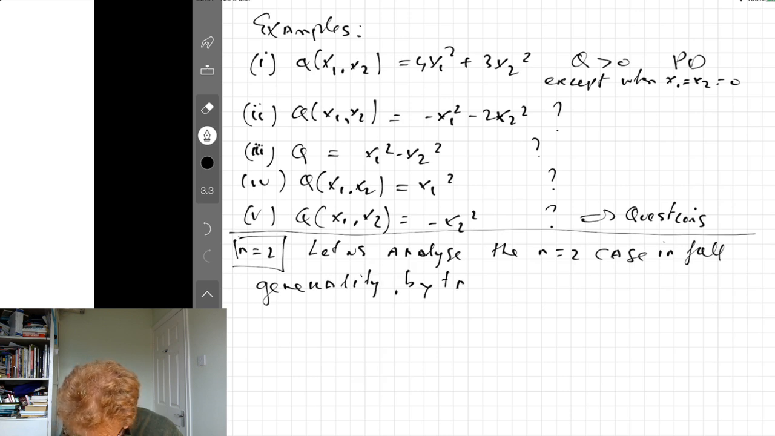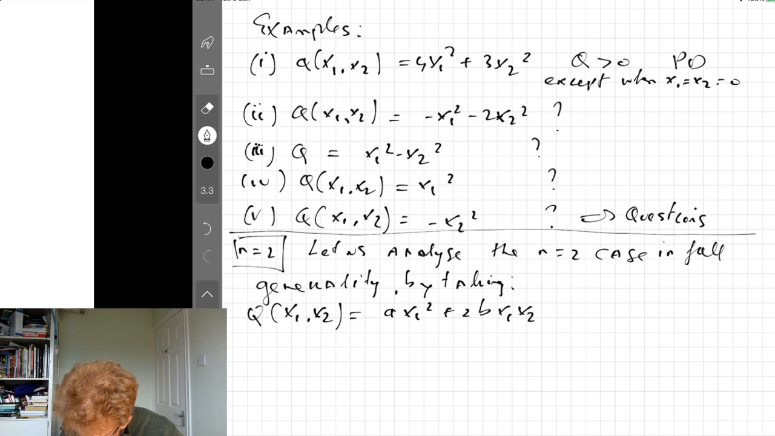By taking the general description of a quadratic form, q(x1, x2) = a x1 squared + 2b x1 x2 + c x2 squared, for a unequal to 0. The case for a is 0 we deal with later.